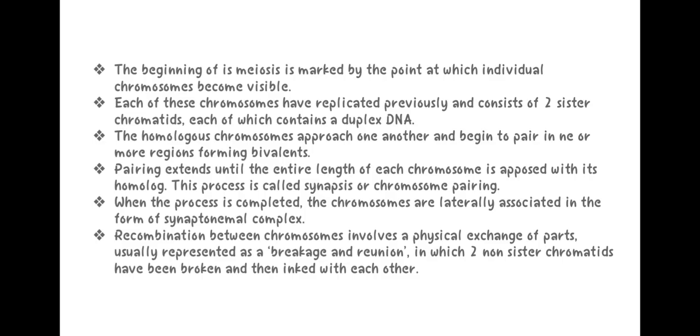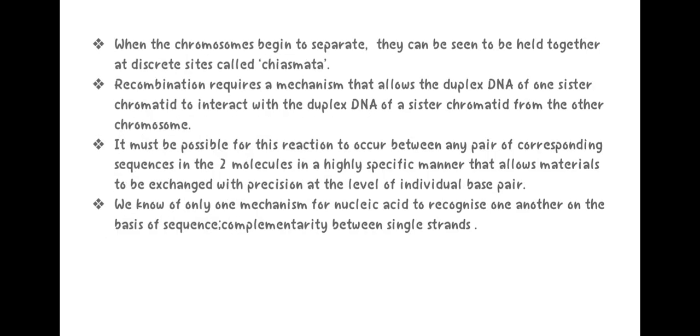The homologous chromosomes approach one another and begin to pair in one or more regions, forming bivalents. Pairing extends until the entire length of each chromosome is opposed with its homologue. This process is called synapsis or chromosome pairing. When the process is completed, the chromosomes are laterally associated in the form of the synaptonemal complex. Recombination between chromosomes involves a physical exchange of parts, usually represented as a breakage and reunion, in which two non-sister chromatids have been broken and then joined with each other. When the chromosomes begin to separate, they can be seen to be held together at discrete sites called chiasmata.